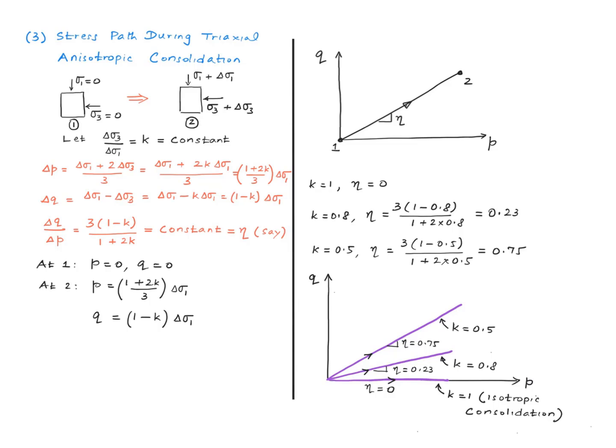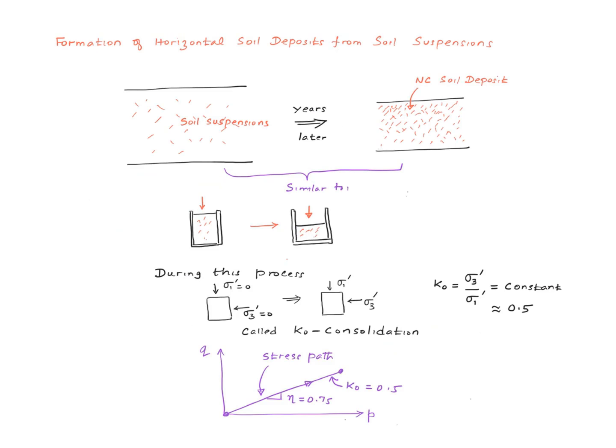In the next slide, I'm going to show you the loading that takes place in one of the common things that happens in nature, which is anisotropic consolidation. One of the ways in which the horizontal soil deposits that we see today were formed a long time ago was from soil suspensions. They consolidated under their own weight, leading to what we now call normally consolidated soil deposits. The loading process is pretty similar to this.